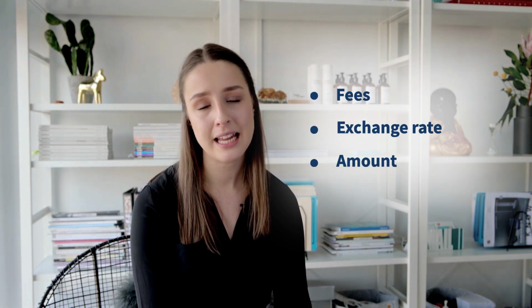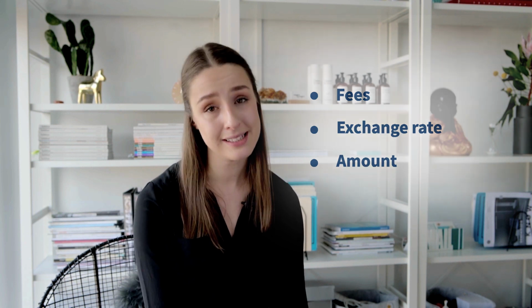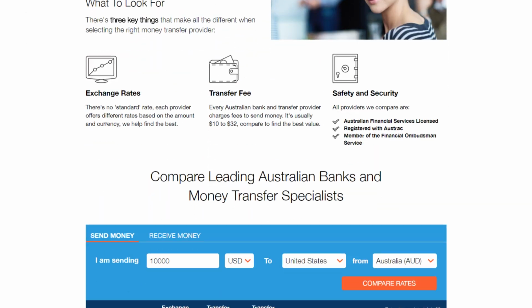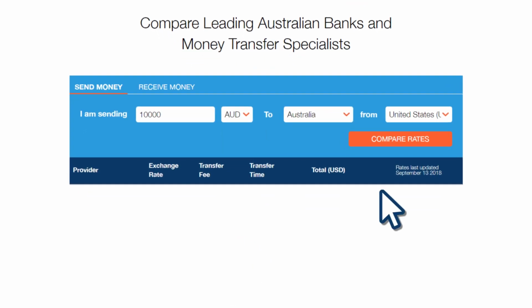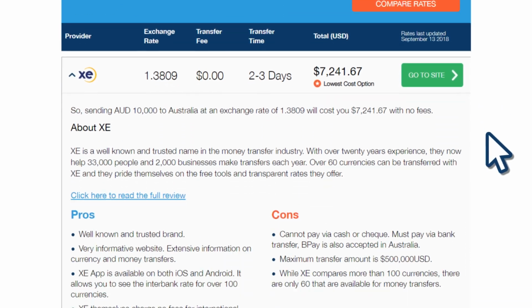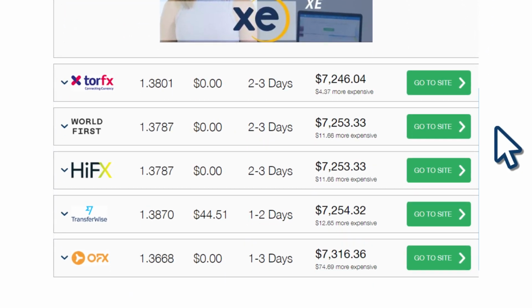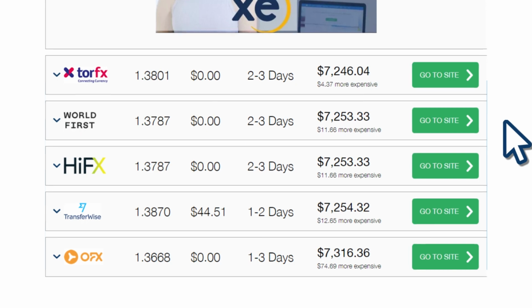The best way to decide on the company for you is to compare the total cost of the transfer. You work this out by looking at their fees, the exchange rate, and the amount you're transferring. Now, this can get a bit complicated, so a comparison table can be pretty handy. With our comparison tool, you tell us how much you're transferring, and we'll compare the rates, fees, and total cost for you with multiple companies, and rank them from cheapest to most expensive. From there, you can then read reviews about the companies, learn how to make a transfer with them, and go to their site when you're ready.